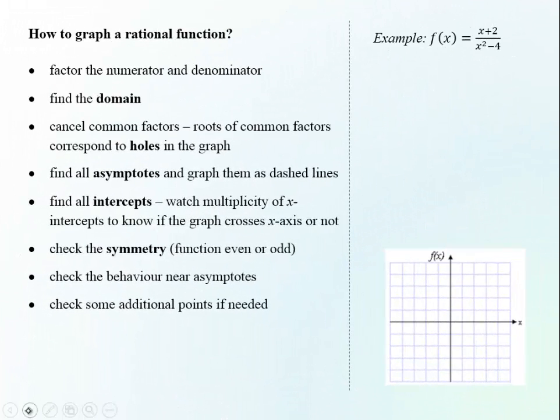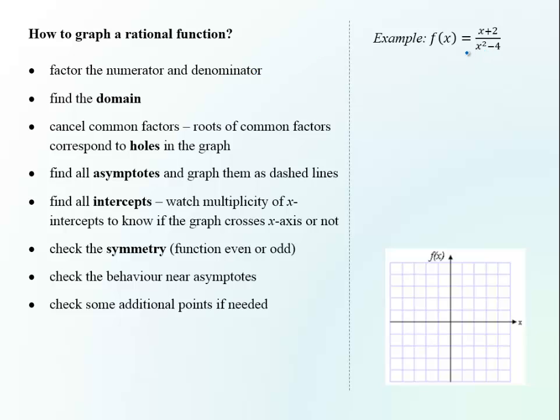Let's go through the process of graphing a rational function. Here we have an example of a function, x plus 2 over x squared minus 4. So what should we do first in preparation for graphing? Well, we should factor each numerator and denominator, so that will be the first step.